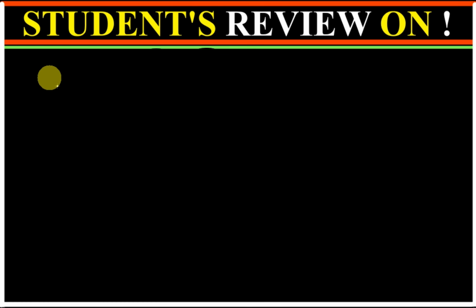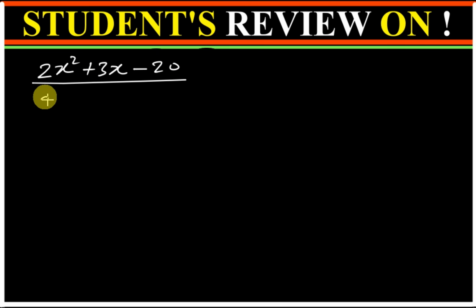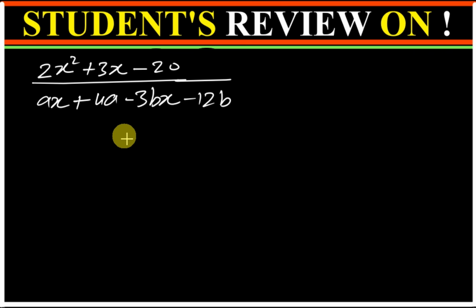One more question. It was like simplification of an algebraic fraction. So the question was something like this: 2x square plus 3x minus 20 upon ax plus 4a minus 3bx minus 12b. It was asked to simplify this. So how can we simplify it? This is an algebraic fraction. In the first step we have to factorize the numerator and denominator, and if we see any common factor in the numerator and denominator, then we have to cancel that common factor.